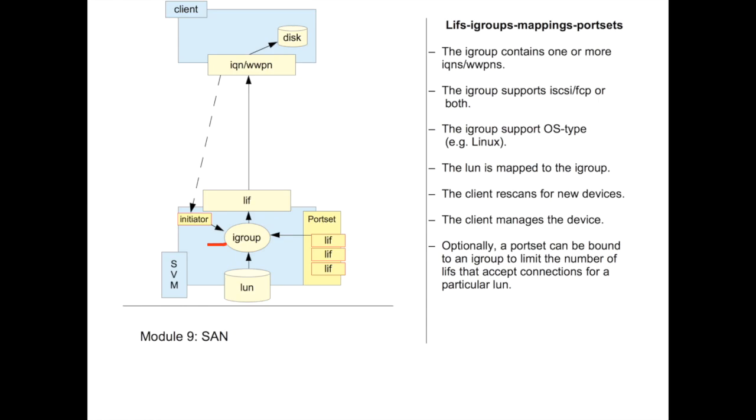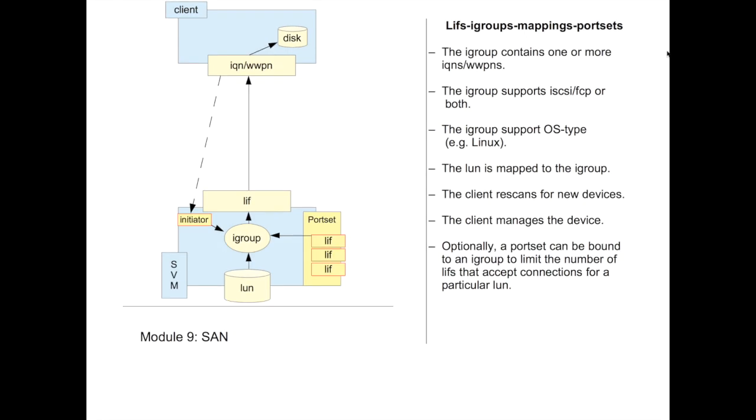Optionally, you can connect a port set to the iGroup. The reason why you would want to do that is that if you have multiple LIFs connected to an SVM, then all of these LIFs could be accessed by a client to get to the LUN. To avoid that and just specify particular LIFs to be allowed to be used by clients, what you do is you fill a port set with LIFs, and then you bind the port set to the iGroup.